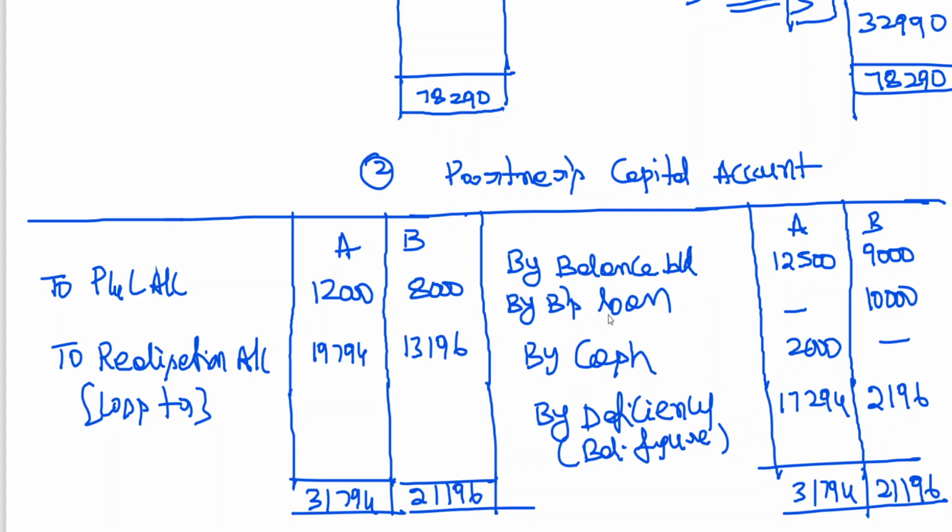Now the second part will move into conversion of a firm into a company, or sale of a firm to a company or another firm. I think that is very important from the examination point of view. Last time a question came in the examination from that, and there, after floating of a company, they'll be asking you to open the balance sheet.